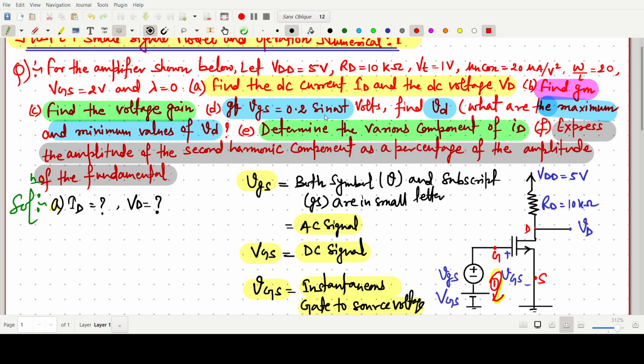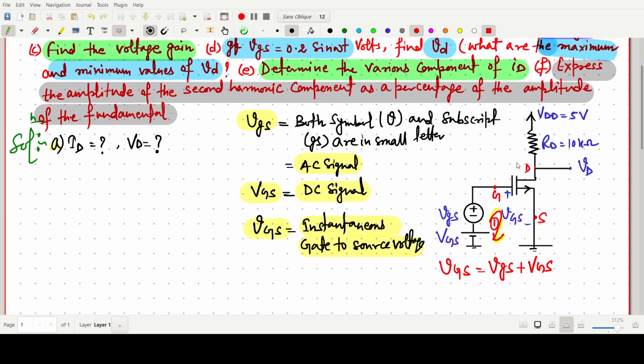t, is the AC one. VD means the DC drain voltage, and ID the DC drain current. Then vd is the AC drain voltage. And iD, with small i and capital D, is the instantaneous drain current, that we will discuss later. So this is the simple notation, but you have to be very careful about notation. Now we have to find ID and VD.